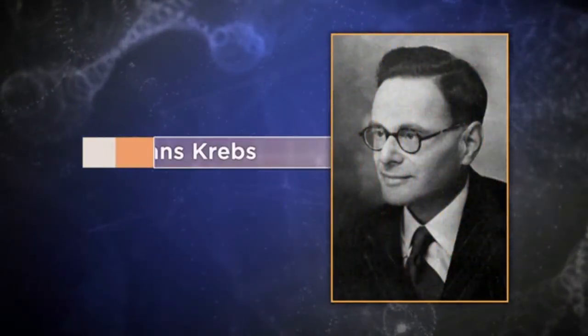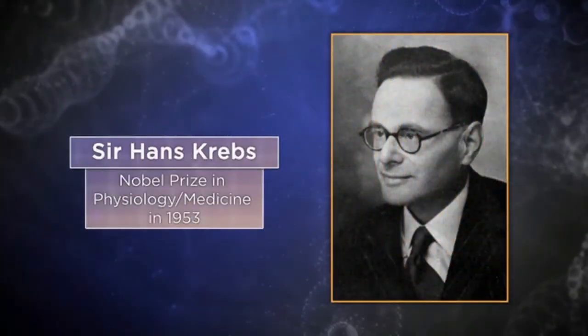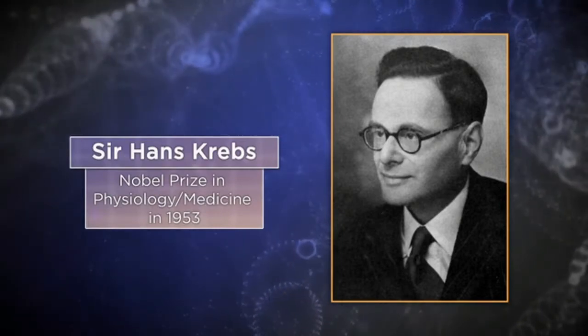Now, the citric acid cycle has historically been called the Krebs cycle, named for its discoverer, Sir Hans Krebs, who won the Nobel Prize in Physiology and Medicine in 1953 for his work. It's also called the tricarboxylic acid cycle, or TCA cycle, since the citric acid molecule has 3 carboxyl groups. Let's begin with a look at the 8 reactions of the cycle and the energy-rich molecules produced in them.